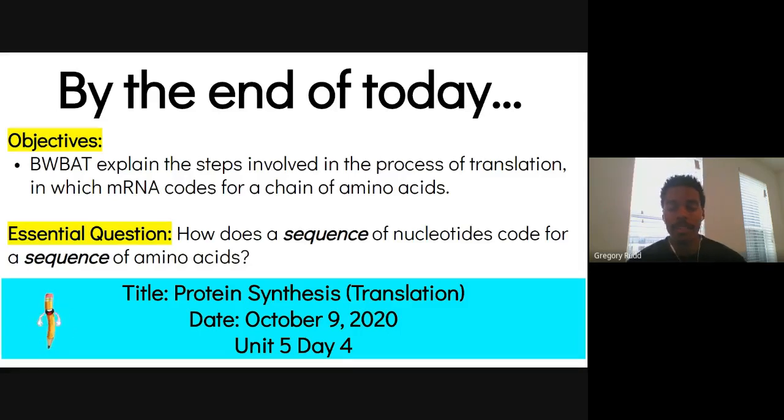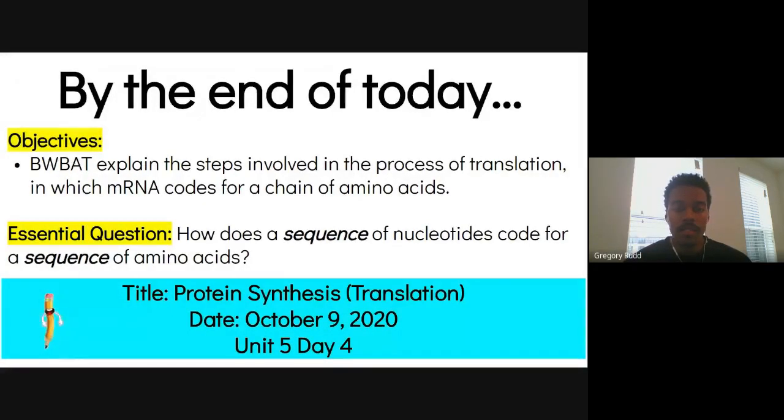So today is October 9th, 2020, and the topic of today's lesson is translation. Yesterday we talked about transcription, so we're going to the next step in this process of protein synthesis today. Today is Unit 5, Day 4.